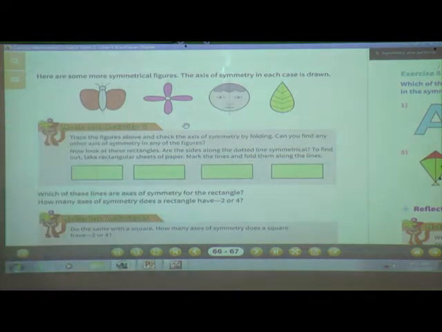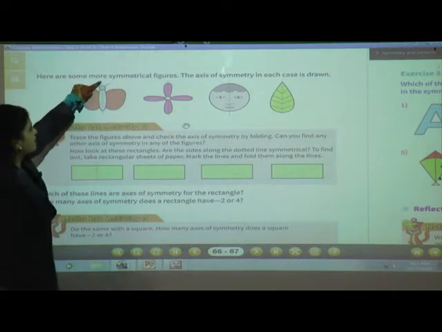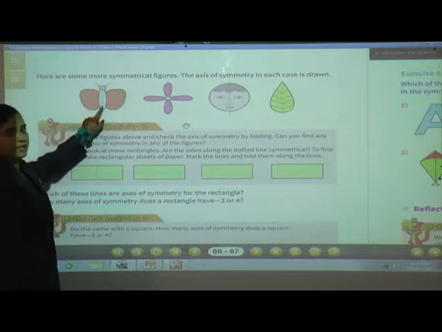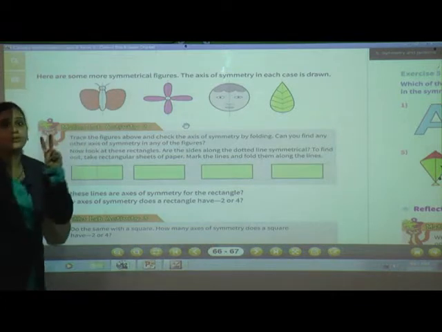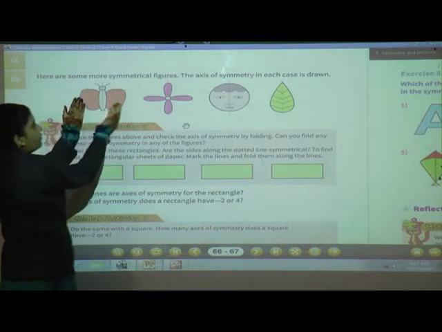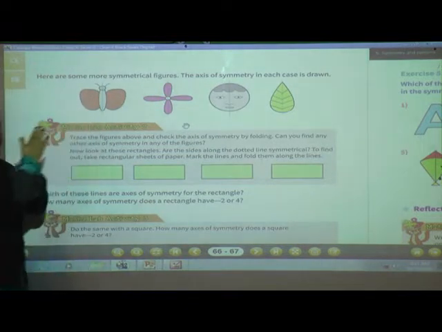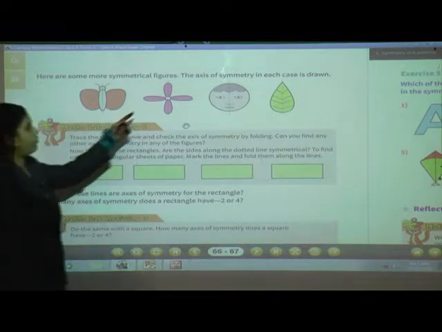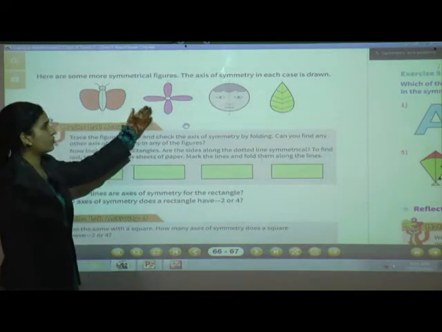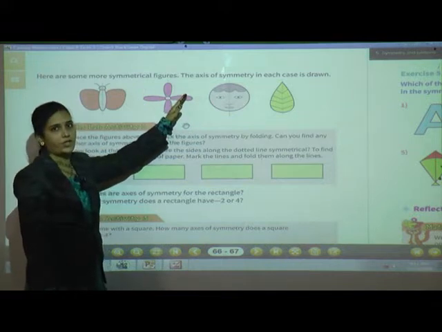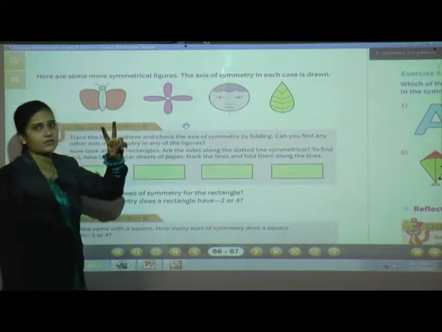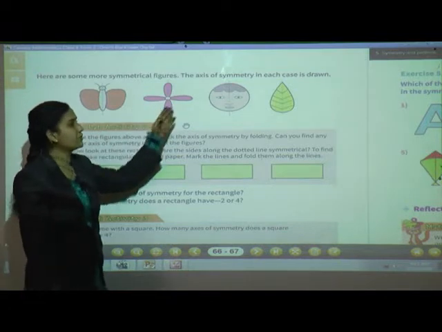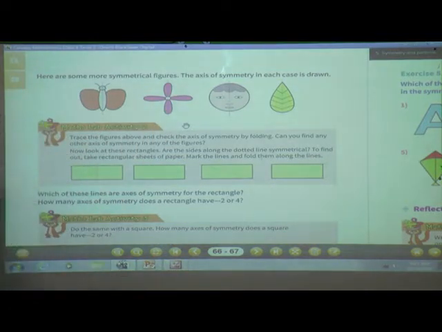Now students, observe the figures carefully. What do you observe? See, this is an axis of symmetry. This line divides the figure into two equal parts. That means when we fold this figure, we observe that the halves fit each other exactly. Okay. Now here is a flower. In this case also, when we fold this figure, we will see that the two halves fit exactly over each other.